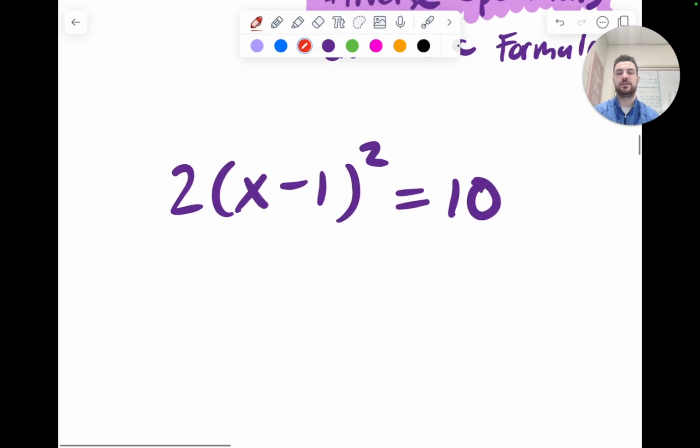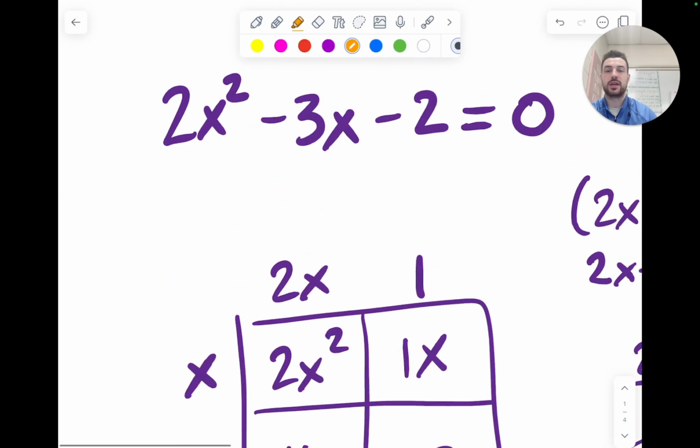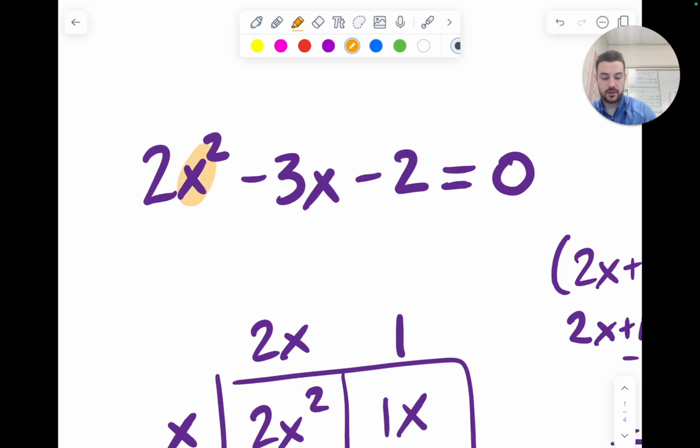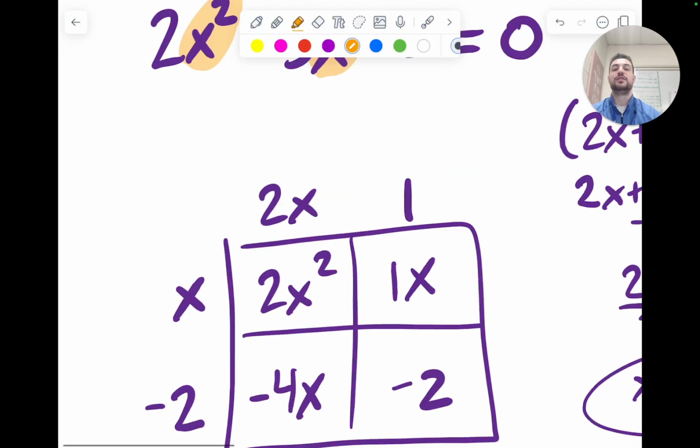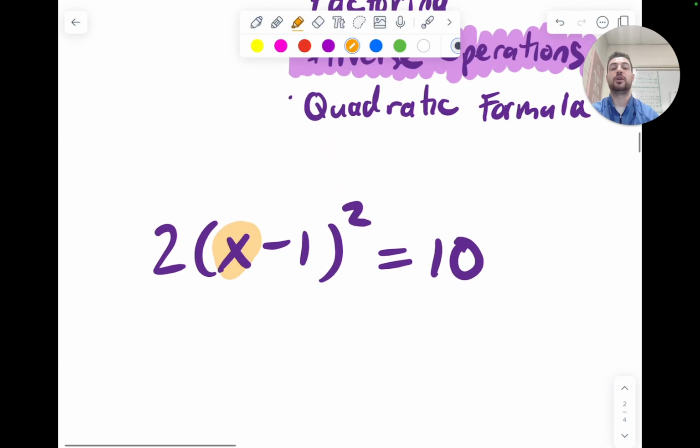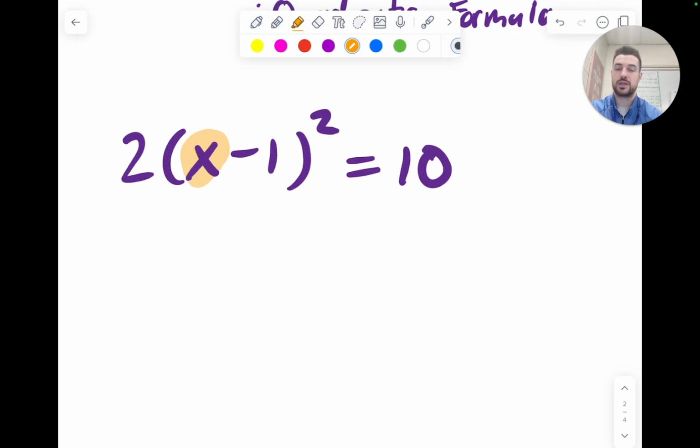So here's our first method. If you take a look at this, many of us will realize this looks quite different than our other quadratics. This is not in standard form. The big takeaway here is there is only one x value. If we go back to the problems we were looking at previously, there's two different ones. There's an x squared and an x. So that's typically your big indicator here that you are going to want to use inverse operations.